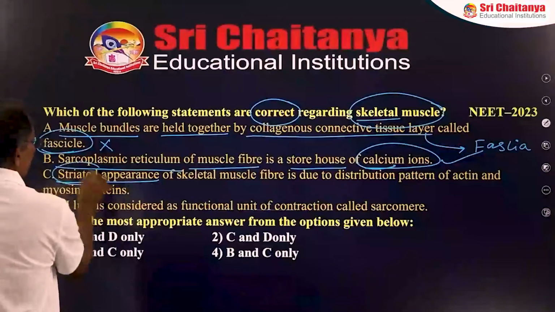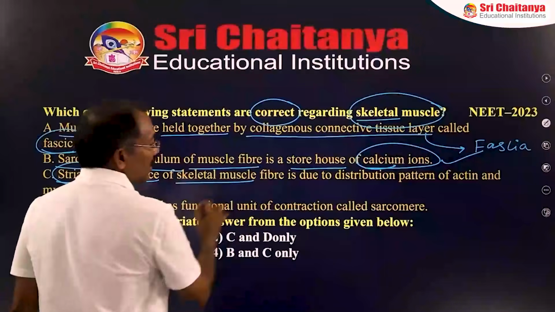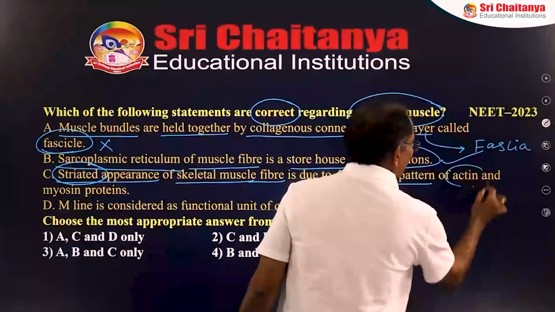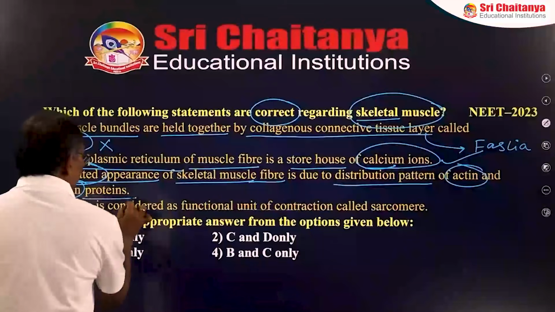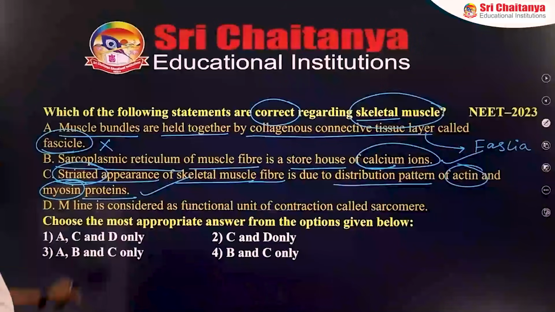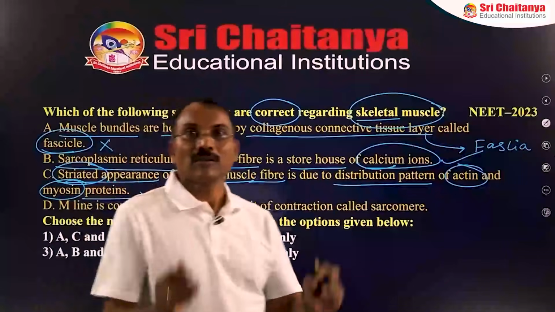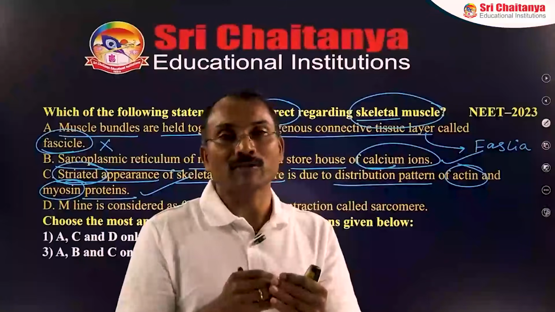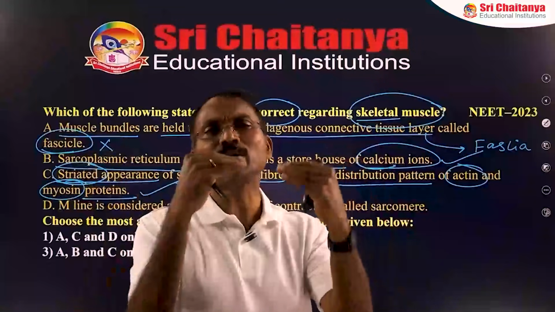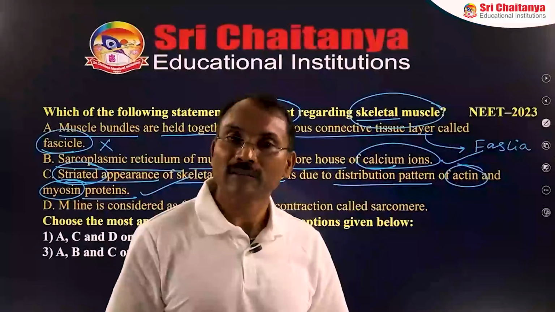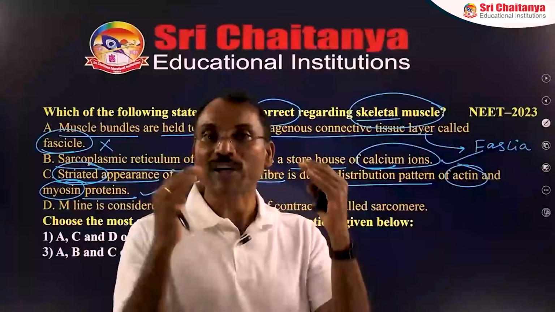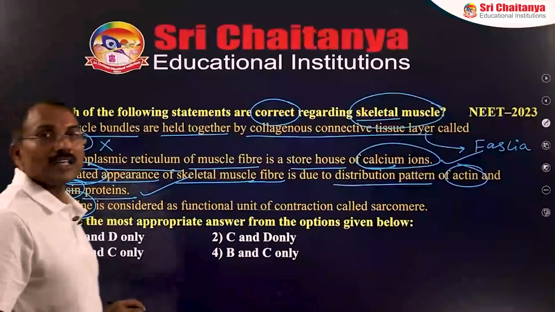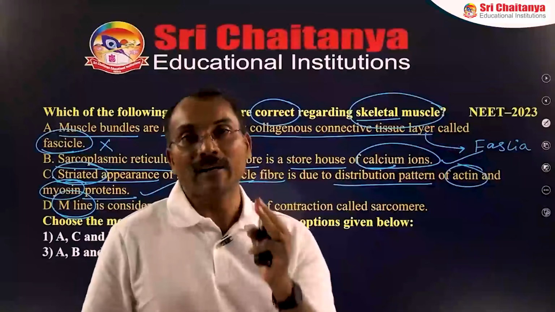Striated appearance of skeletal muscle fiber is due to distribution pattern of actin and myosin proteins. That is correct. The striated appearance, that is due to the regular arrangement of actin and myosin proteins, nothing but filaments. So the distribution pattern of actin and myosin proteins is responsible for formation of striations. That is correct.